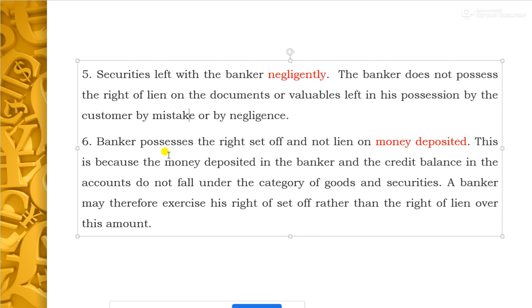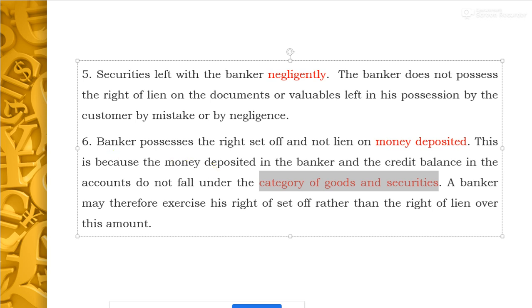Okay, here the banker will be having a right of set-off and not a right of lien, and this is because the money deposited with the banker and the credit balance of the account do not fall under the category of goods and securities. So this is the basic reason why the banker will not be permitted to exercise the right of lien. That is, the amount of money in the hands of the banker is not falling under the category of goods and securities. So the banker here can exercise the right of set-off and not the right of lien over this particular amount.